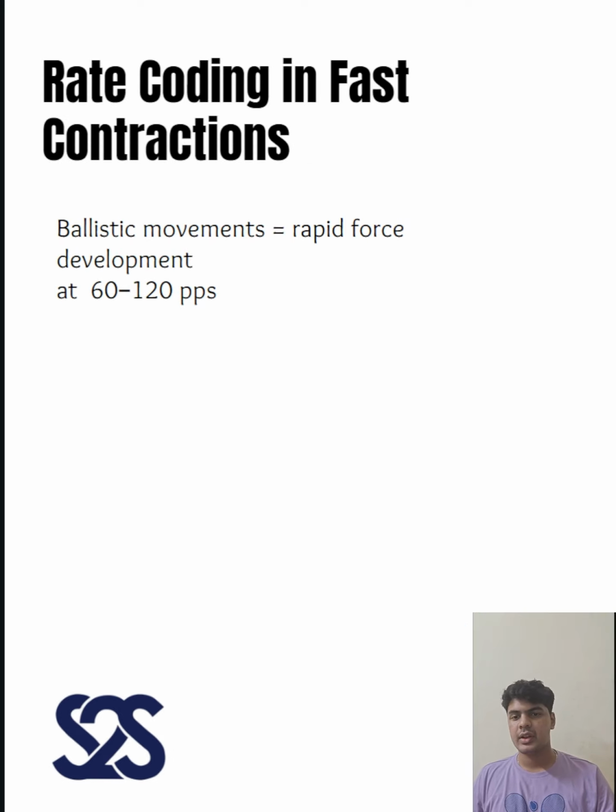So rate coding in fast contraction. So in ballistic movements, equal rapid forces. Ballistic movement is basically rapid force generation, where you're doing a jumping activity, where you're doing fast movements. All those are known as rapid ballistic movements. So here, where there is rapid force development, you have to do a lot of powerful movements. Here, there is 60 to 120 pulses per second of rate coding that is happening for that action to happen.